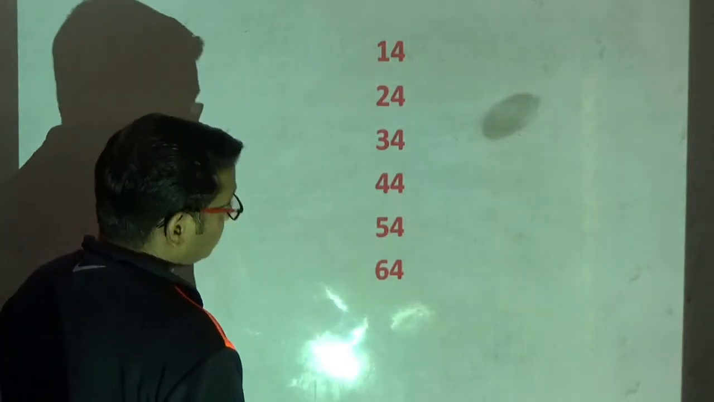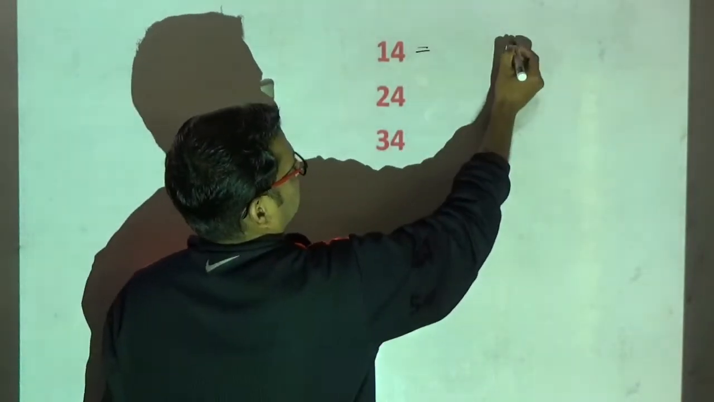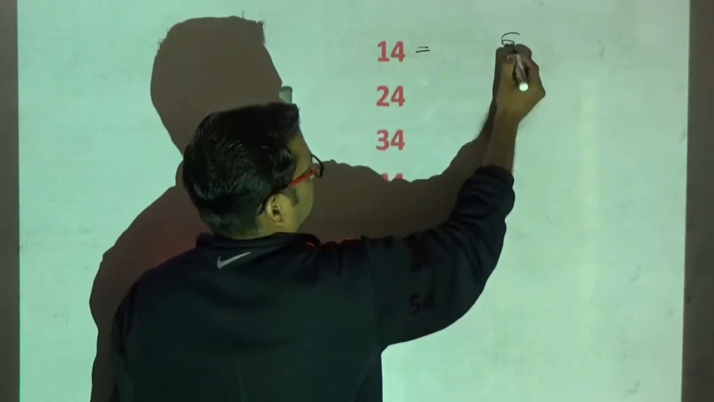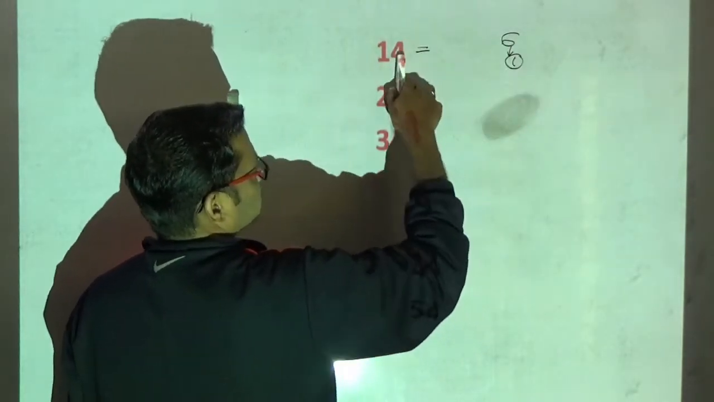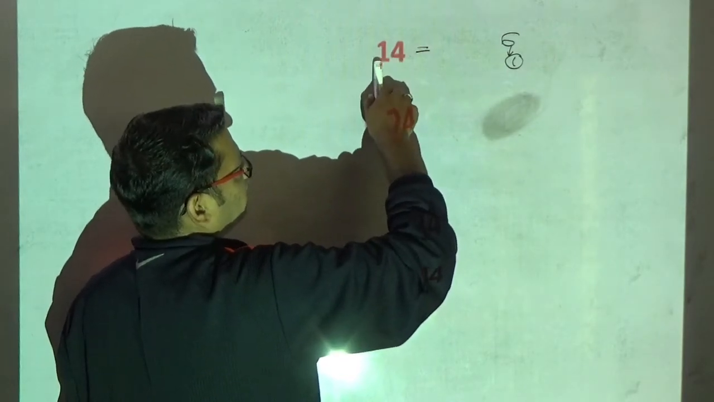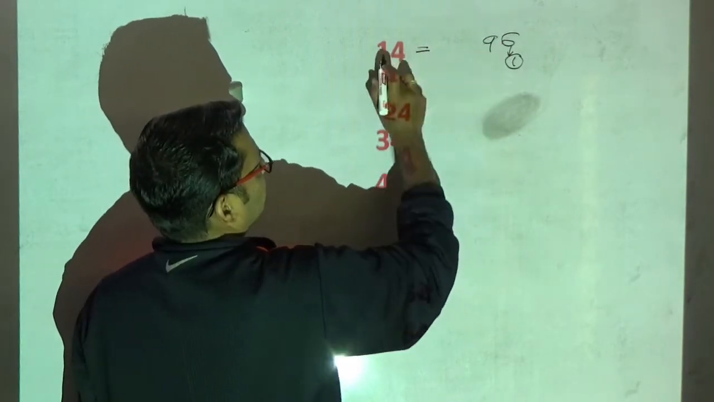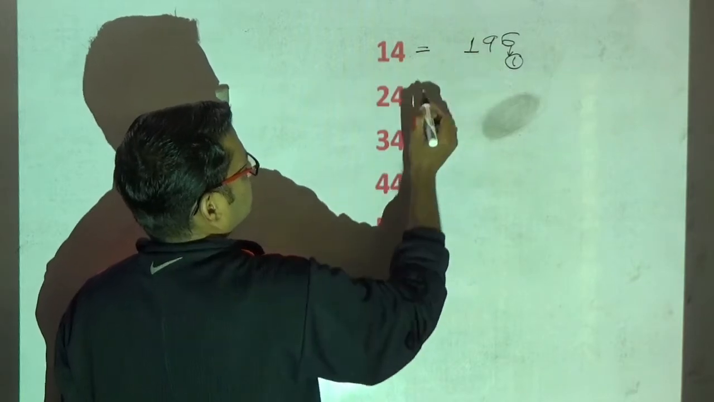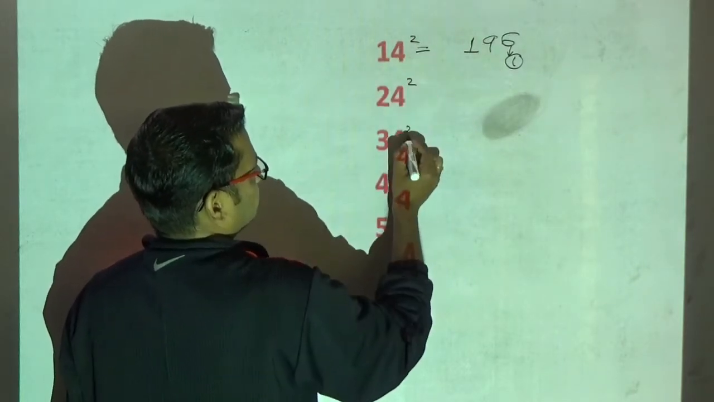Now 4 square is 16. Write only 6, 1 is the carry. Then double your 4, it becomes 8. 8 into 1 is 8 plus 1 is 9. Then 1 square is 1. This is the square of 14 I am finding.